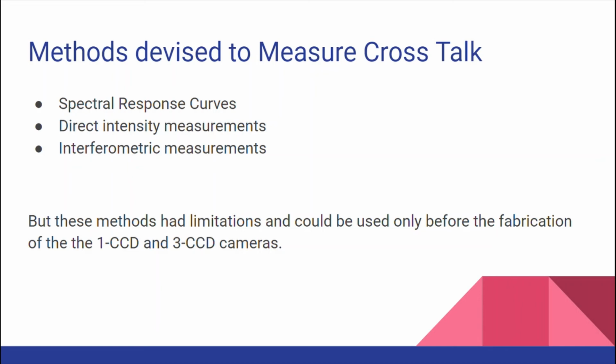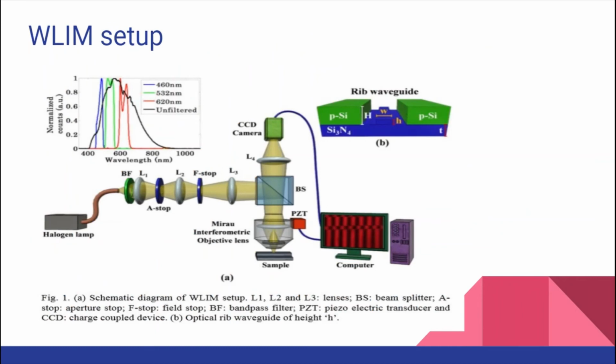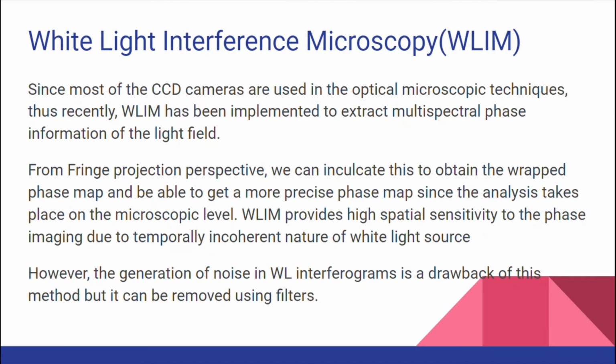So let's talk about interferometric measurement. How does the setup work and what are the methods proposed in it? The most popular interferometric method, and the latest one, is white light interference microscopy. Since most of the CCD cameras are used in optical microscopic techniques, recently WLIM has been implemented to extract multispectral phase information of the light field.